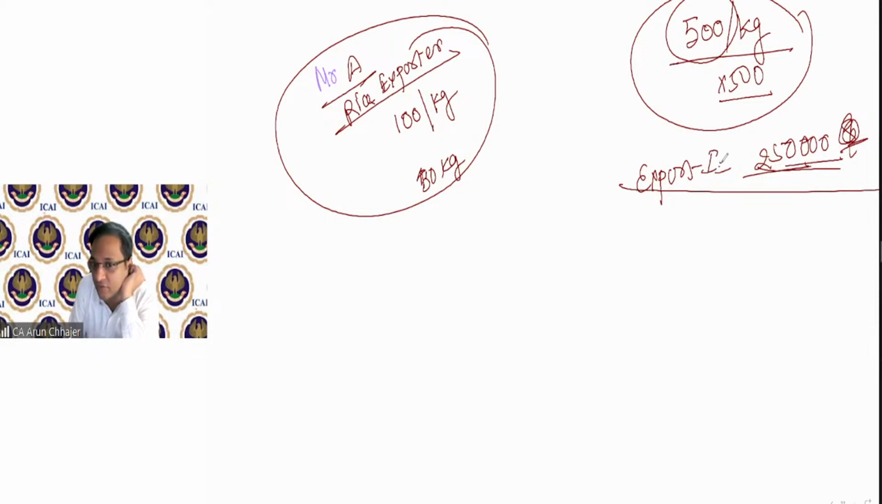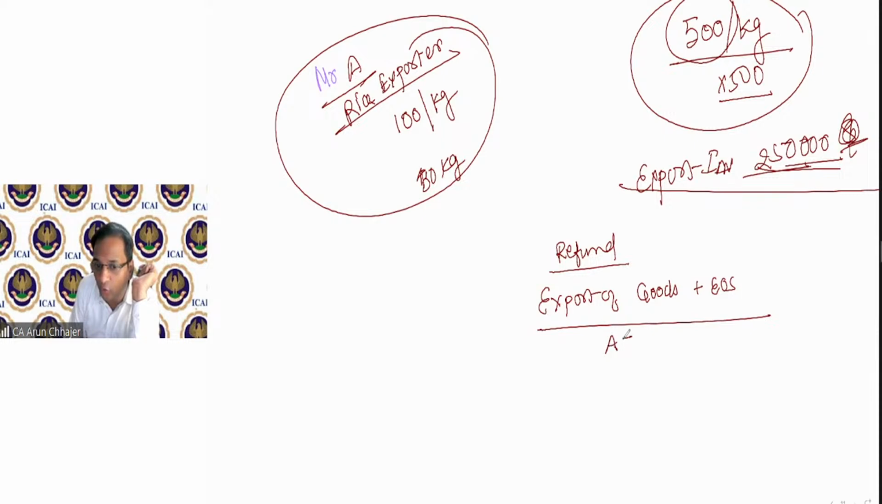invoice. But when we go for the refund, we have to calculate the export of goods plus export of services divided by adjusted total turnover, multiplied by net ITC. यही तो फॉर्मूला है. Then we will calculate the export of the goods.